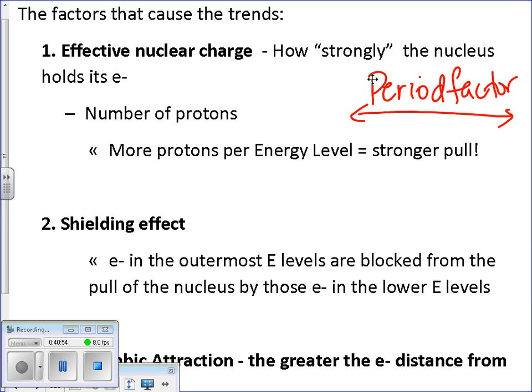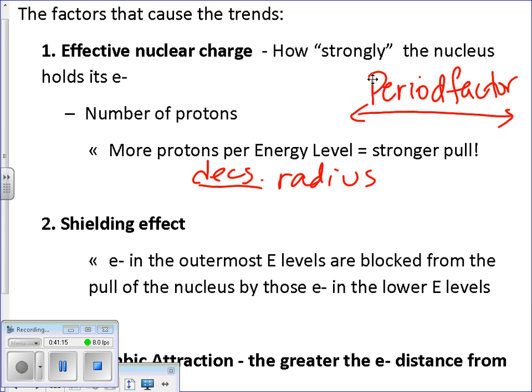And so since we're talking about the same energy level, it's not the energy levels that are causing the radius to change, it's something else. It's the protons. So I want you to fill in the gap here. More protons per energy level means a stronger pull, which does what to the radius? Smaller, right? I'm going to say decreases the radius.